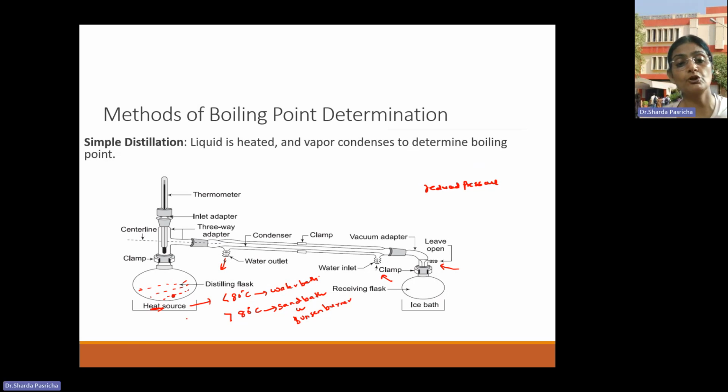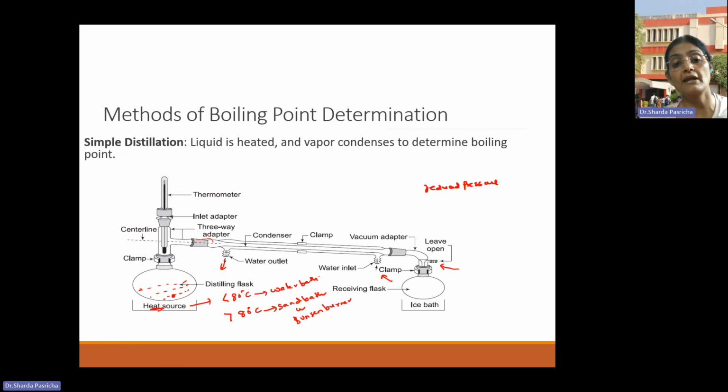We will demonstrate both of these when you do the experiment actually in the lab. So when you start heating from here, gradually the temperature will rise. As the temperature approaches the boiling point, the liquid will evaporate and move into the vapor stage. These vapors will rise from here.